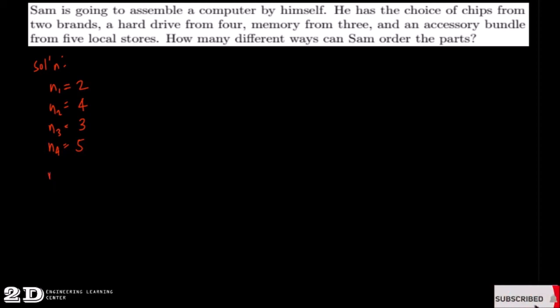Okay, so the number of ways he could order the parts is the multiplication rule of these events. So we have 2 times 4 times 3 times 5. Maybe now we will use our high-tech calculator in this one.